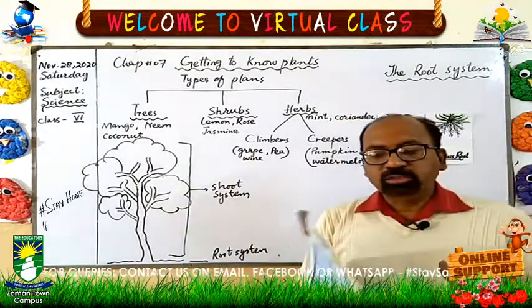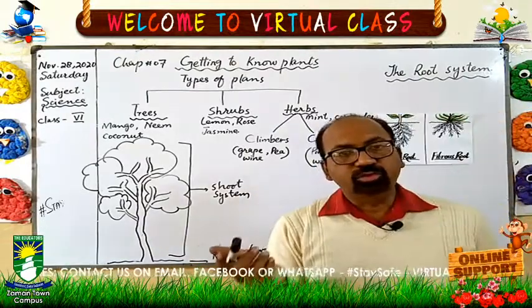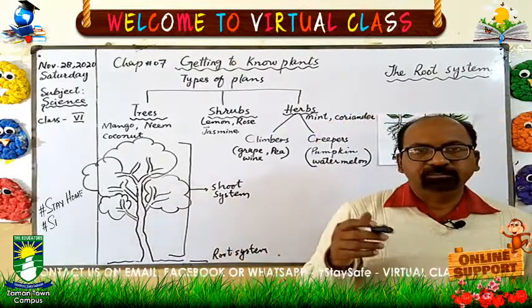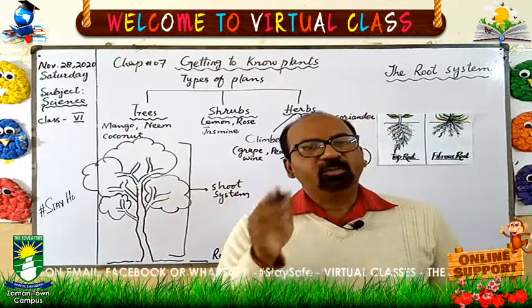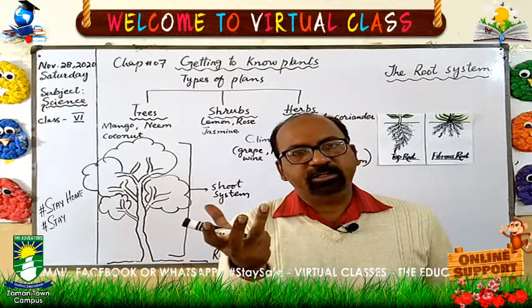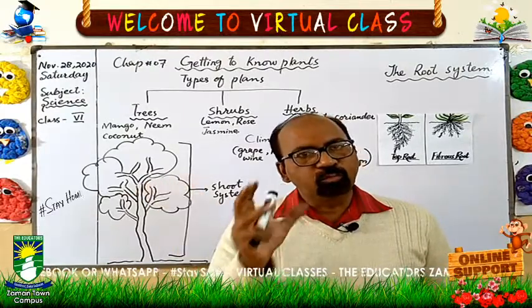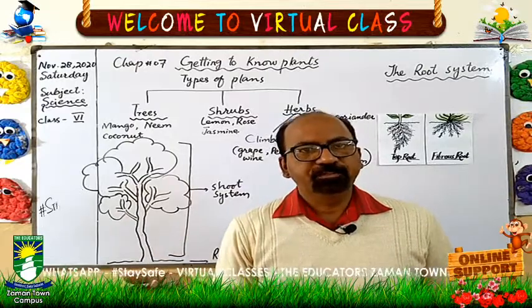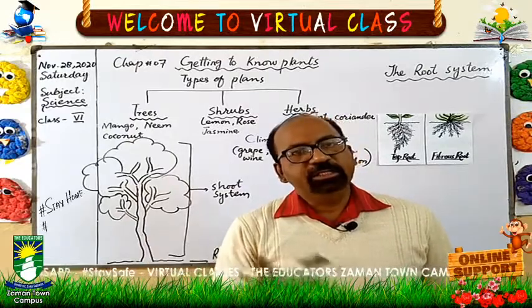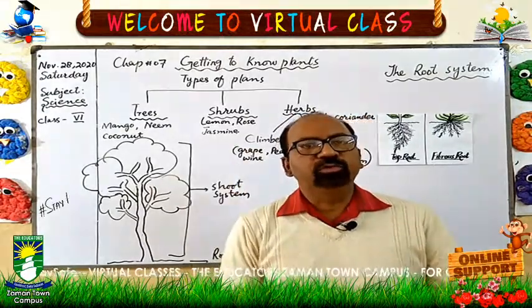And roots store food. A lot of roots have the property to store food, like carrot. Carrot is a root and it stores food in the root, and we eat the carrot as food. Radish and carrot are examples of roots which store food.